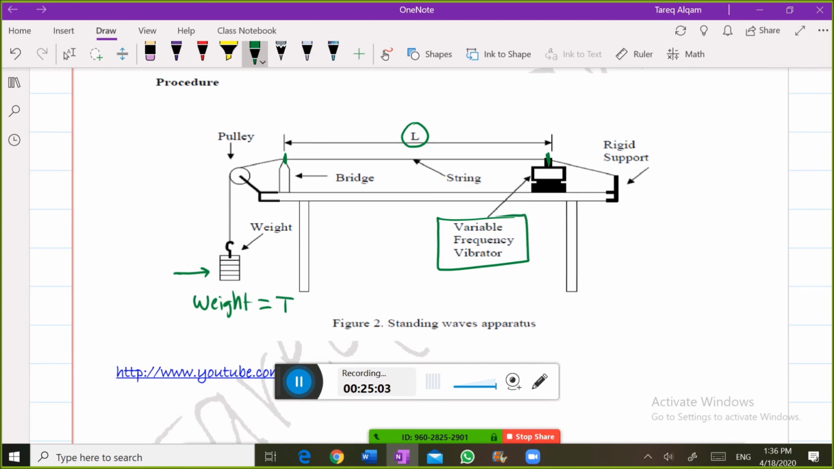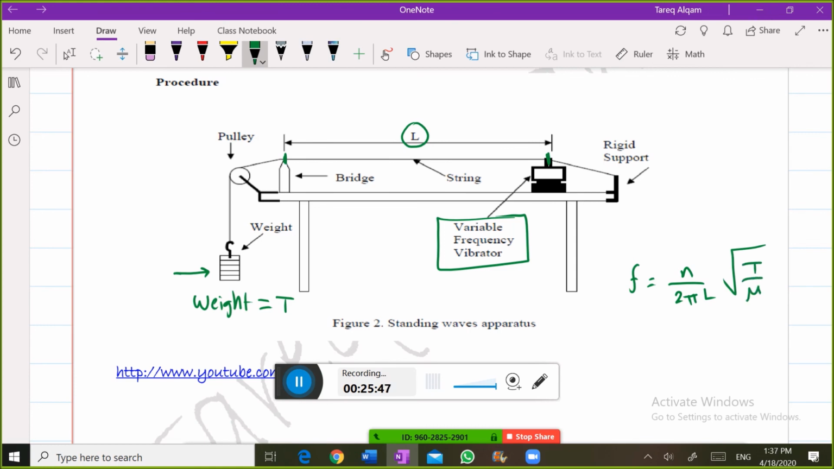I have to change the frequency of the generator, increase it or decrease it, in order to reach the frequency that matches one of the fundamental frequency or harmonic frequencies of the string. For the string, we agreed that f equals n over 2L square root of T over mu.